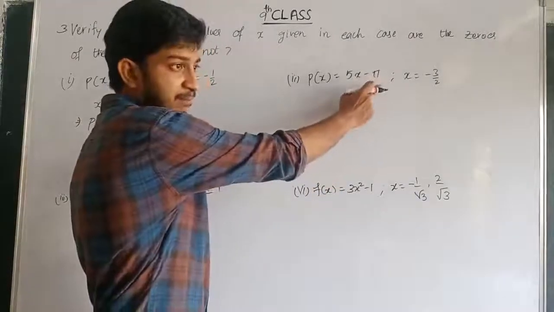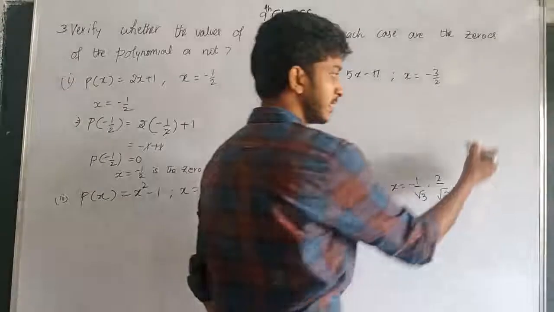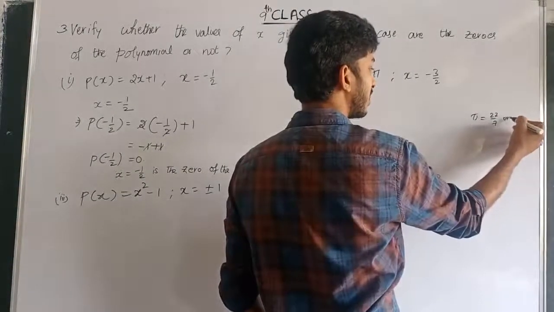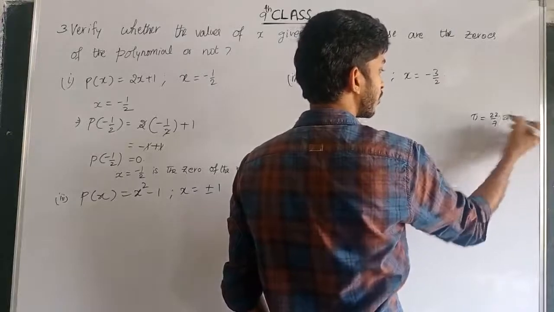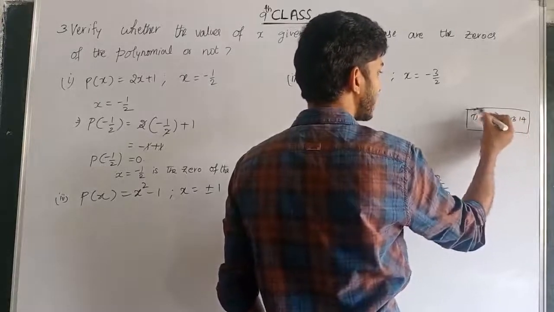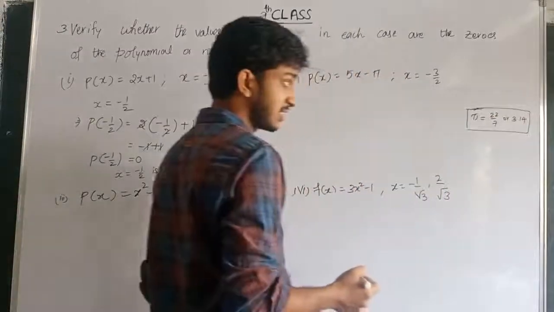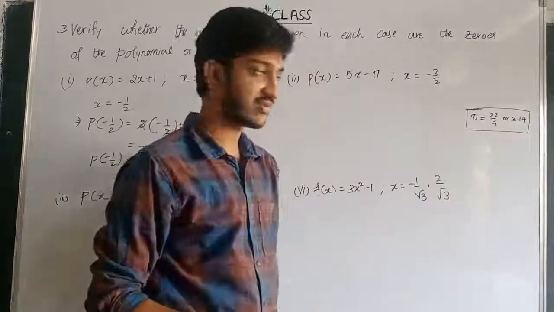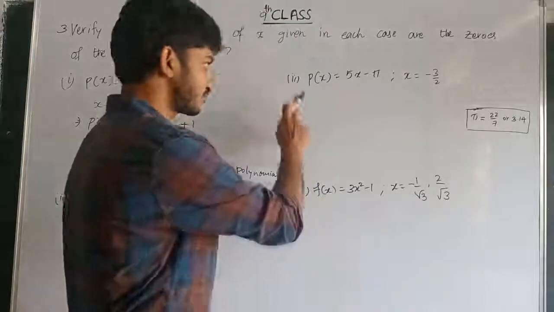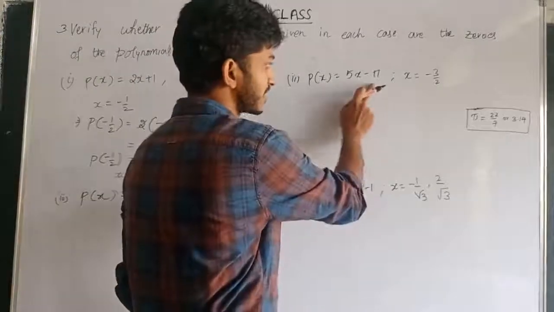Now see the second one, p of x equal to 5x minus pi. This is called pi. The value of pi is 22 by 7 or 3.14. Okay, this is the scientific value of pi. So pi is an irrational number. The value of pi is 22 by 7 or in decimal form 3.14. So p of x equal to 5x minus pi.